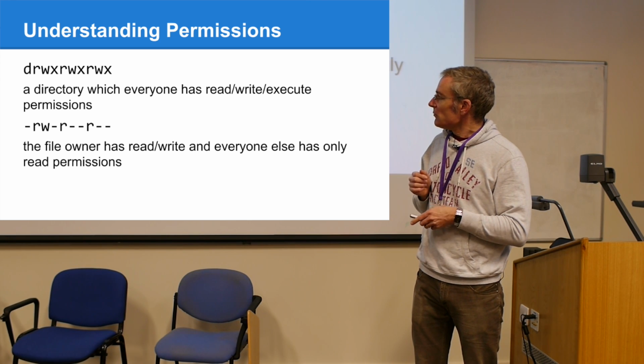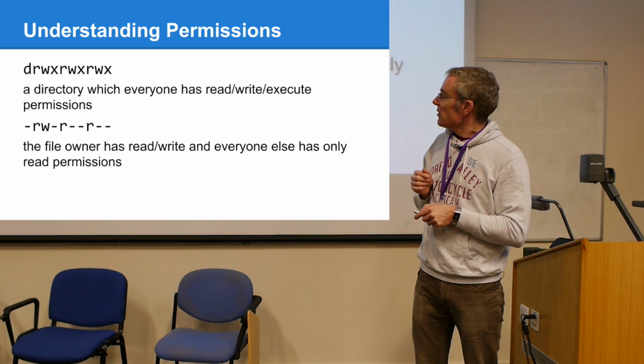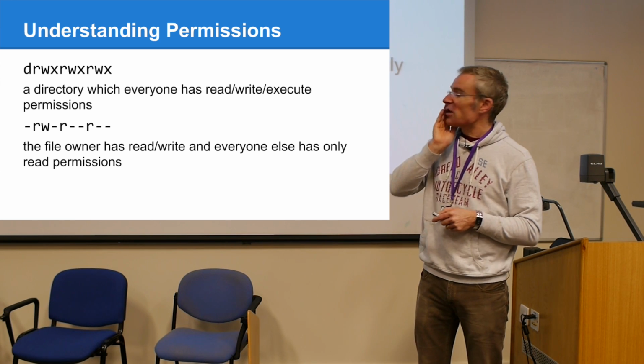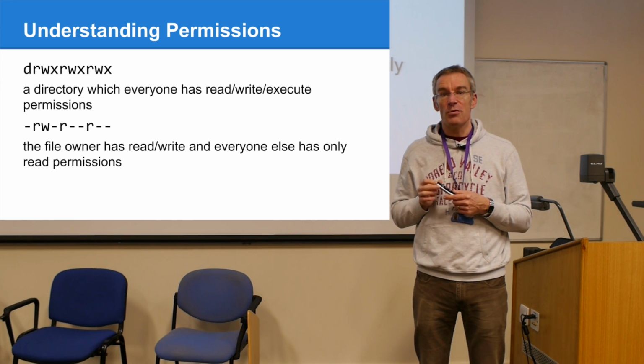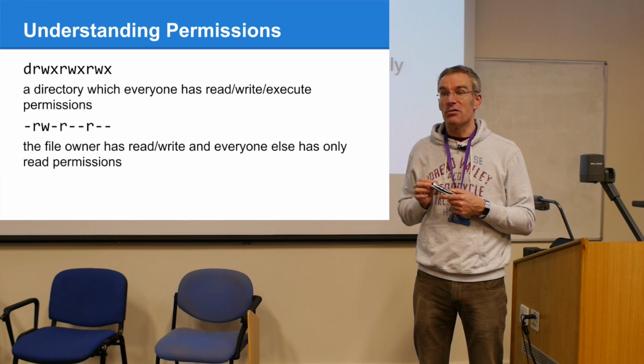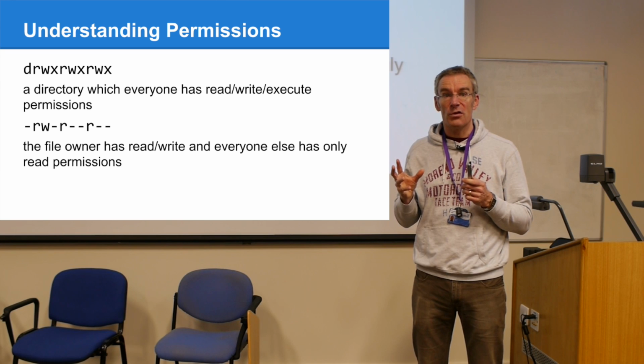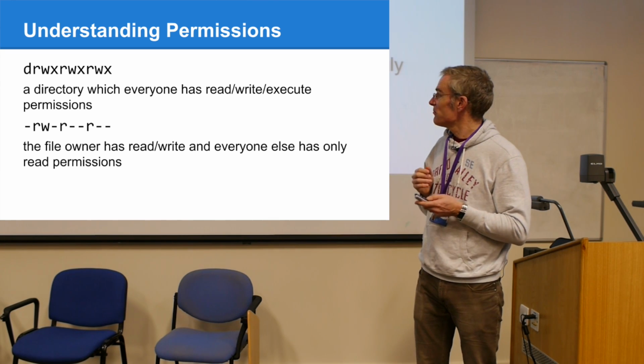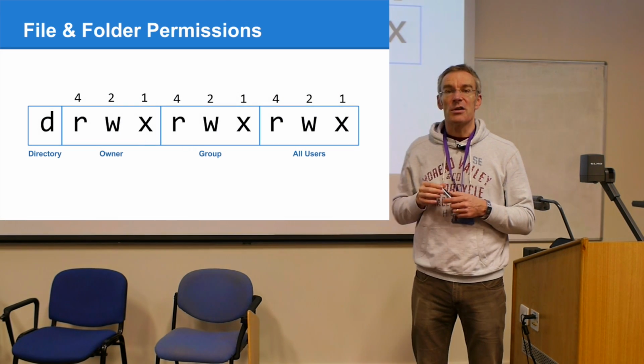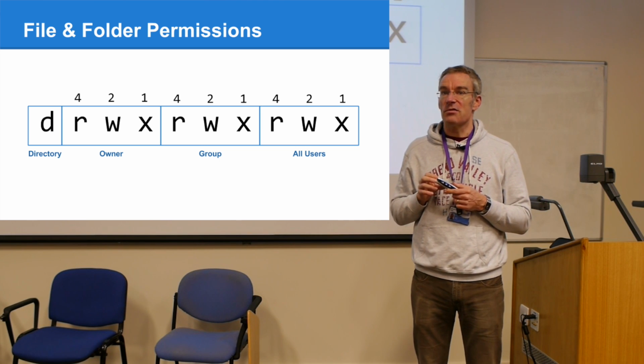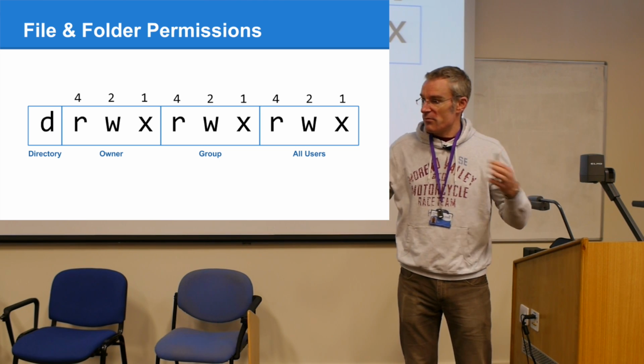Now, this one, if I looked at this, I'd say, right, the owner can read and write, the group can read, and everyone else can read as well. Can you see where I'm getting that information from? If you look at those characters. And this is how it works. This is the sort of secret sauce. This is the overall picture.